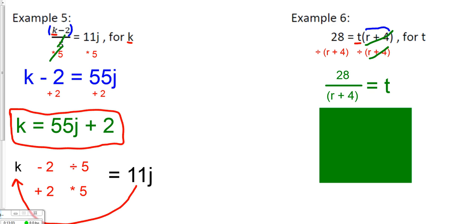And if you don't like keeping those parentheses on there, you don't have to, as long as that bar separates them. So you could just simply say 28 over r plus 4. If you want the parentheses, you can put those in there as well. But in the end, this will be your answer. t alone is the same as, or equivalent to, 28 over r plus 4.